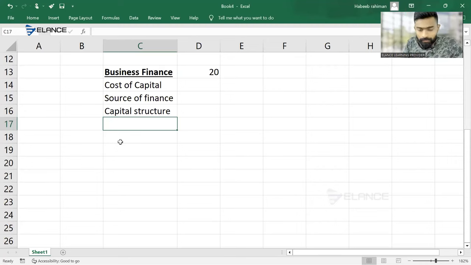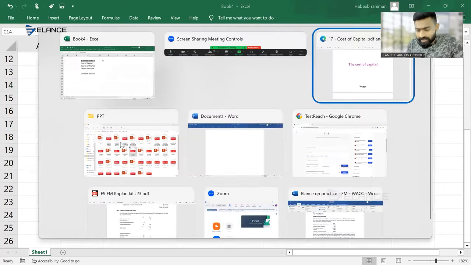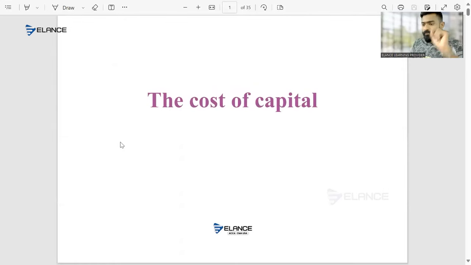Okay. So these are the key chapters that are going to be tested from business finance. Plus one chapter named dividend decision can also be a part of the question, a sub question of these decisions. Cost of capital, it is a calculation of WACC. We are considering that topic first.